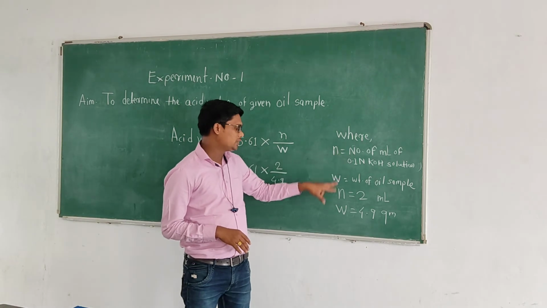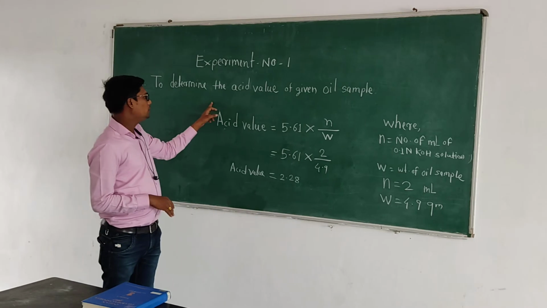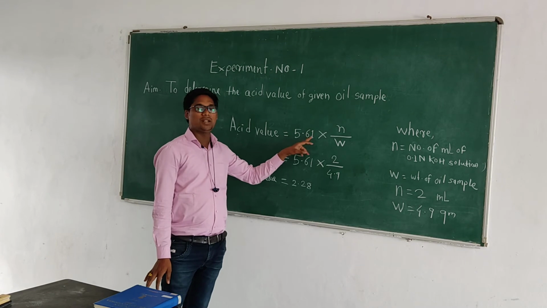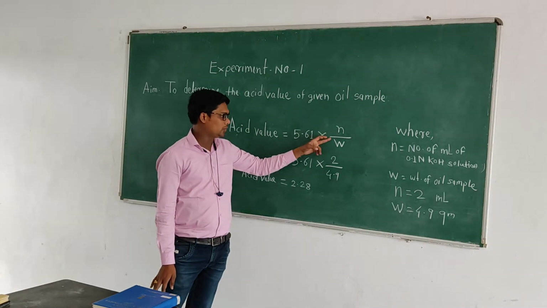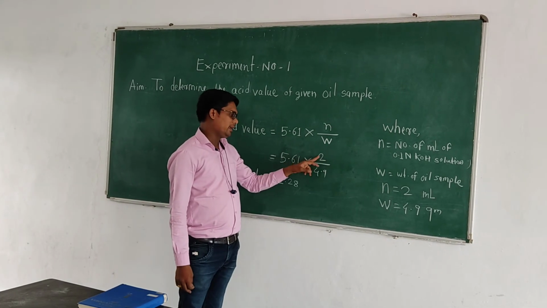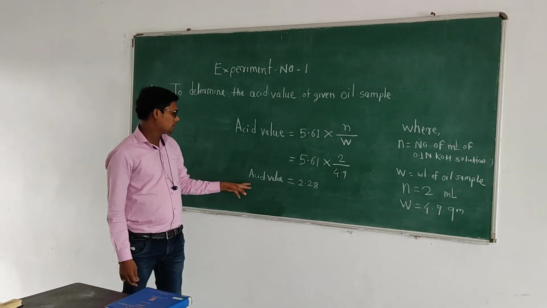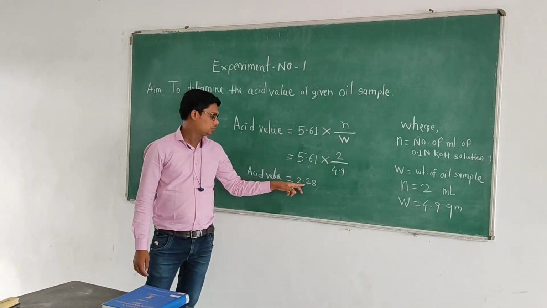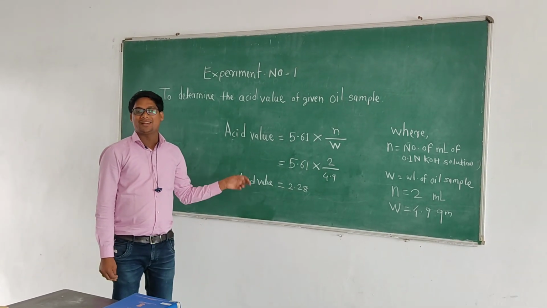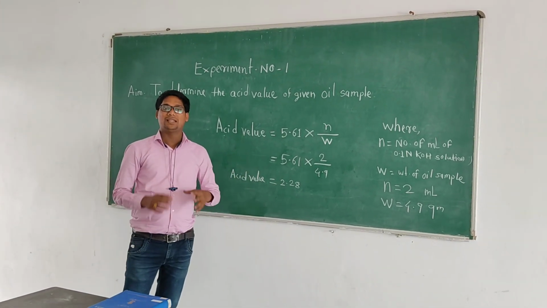These values are put in the acid value formula. Acid value is equal to 5.61 multiplied by N divided by W. We already know N and W, so we mention 2 as your N reading and W is your 4.9. So the acid value is 2.28. Acid value is always an indication of rancidity of oil. If the acid value is higher, that means your sample is more rancid.